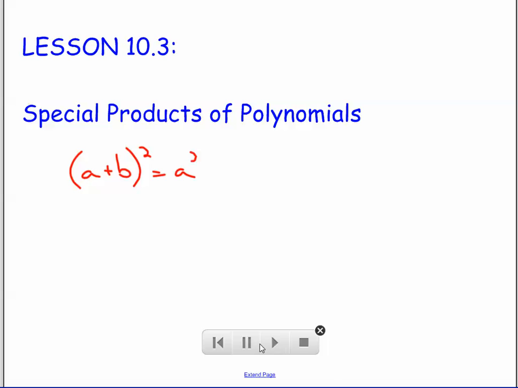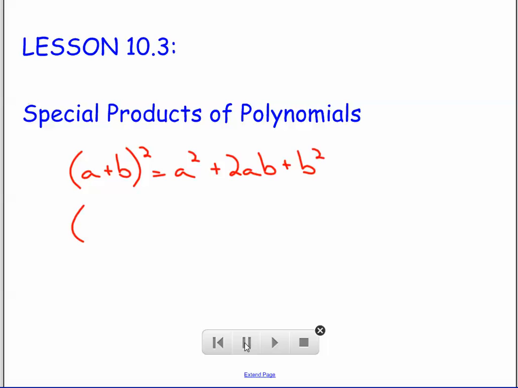If we recognize that a polynomial fits this pattern, that is, it's being multiplied by itself or being squared, then the result will always be this pattern: a squared plus 2ab plus b squared. That is, you square the first term, you also square the second term, and in the middle we're going to have the product of the two terms doubled, multiplied by 2. We'll see how that works here quickly.